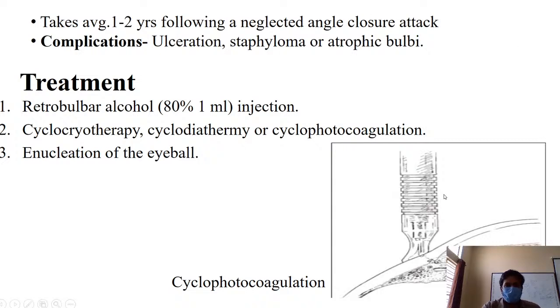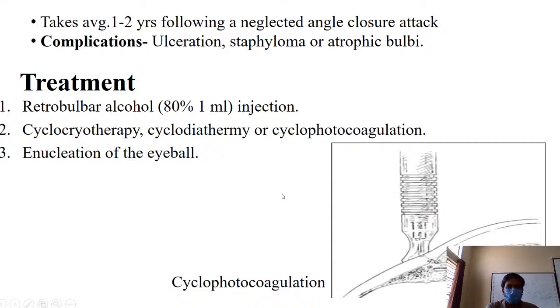We may give a retrobulbar alcohol injection, which is 80% 1 ml, given to block the ciliary ganglion. If we block the ciliary ganglion, the pain reduces and the aqueous humor formation decreases. If this does not work, we have to do cryotherapy or cyclocryotherapy or cyclodiathermy, or more commonly nowadays used is cyclophotocoagulation. We coagulate the ciliary body or ciliary structures which are present. We give a laser burn to those ciliary processes, and so the formation of aqueous humor reduces.